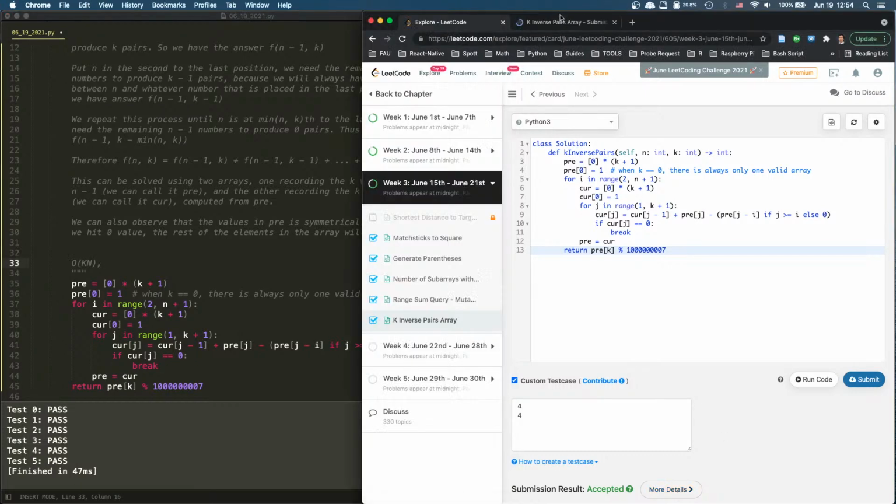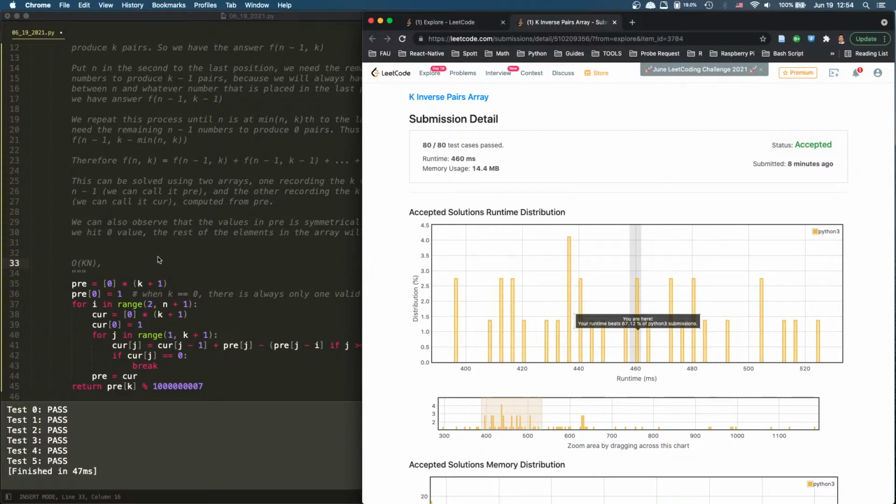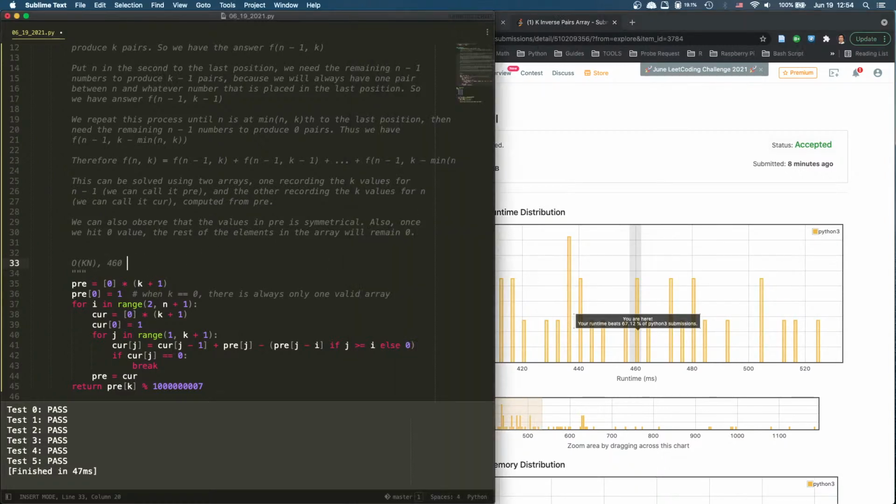Runtime, I expect fairly good runtime. Yeah, they're here. 460, I think, milliseconds. 67%. Okay, good.